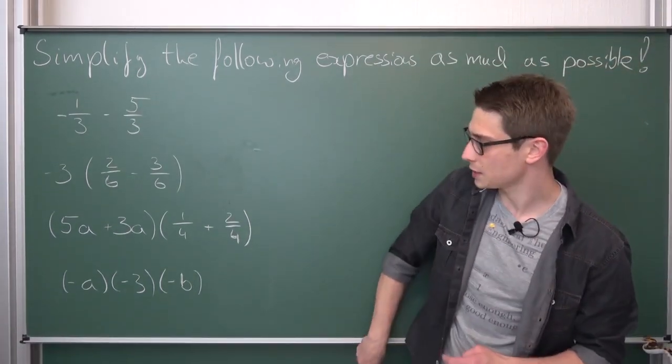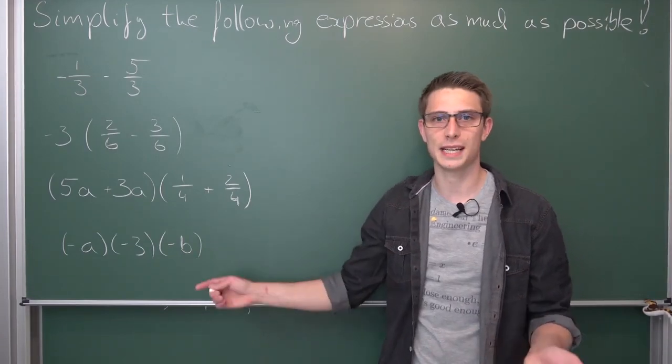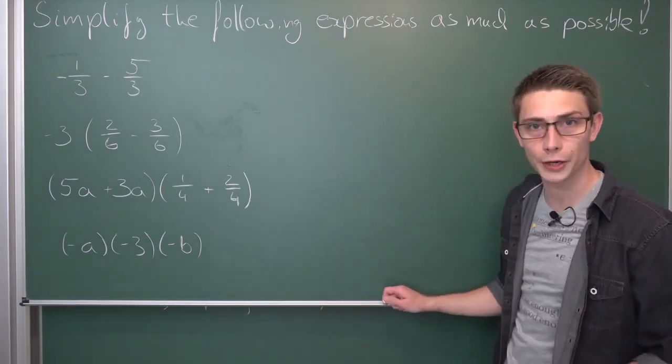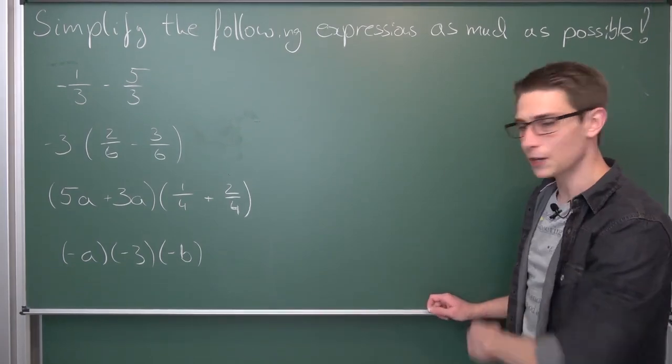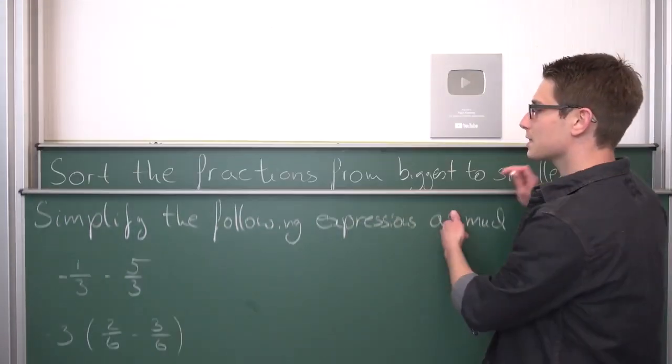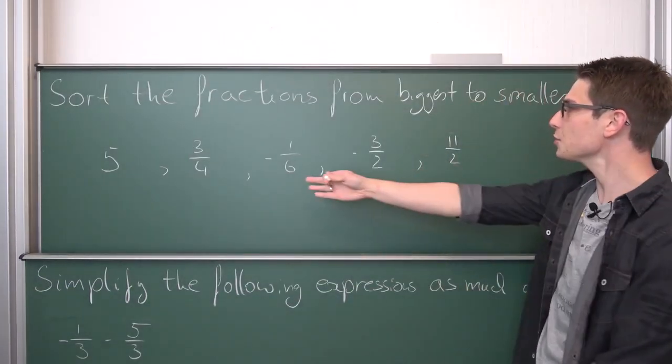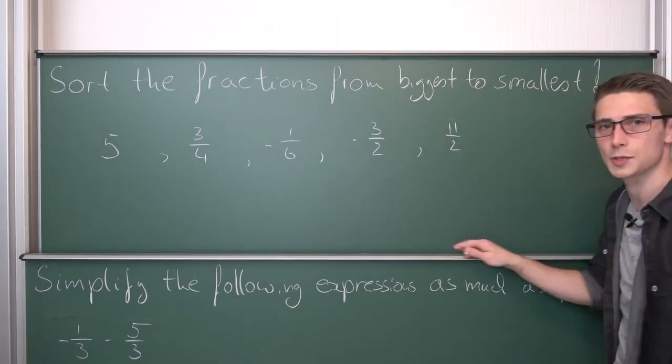Those are the expressions. That's supposed to be a b. Really doesn't matter if you make a 6 out of it. Really doesn't change the point of the exercise. So simplify those expressions, and then there's a second exercise involving fractions. Sort these fractions from the biggest to the smallest.